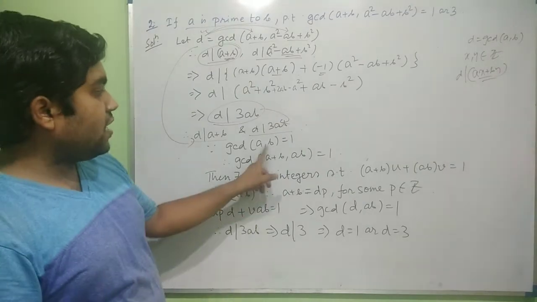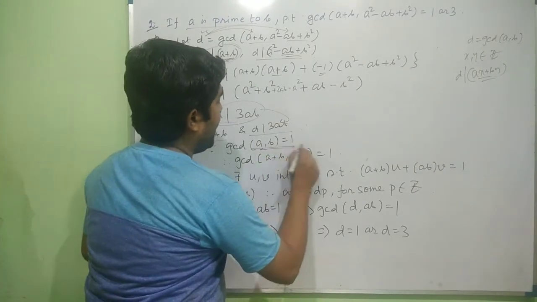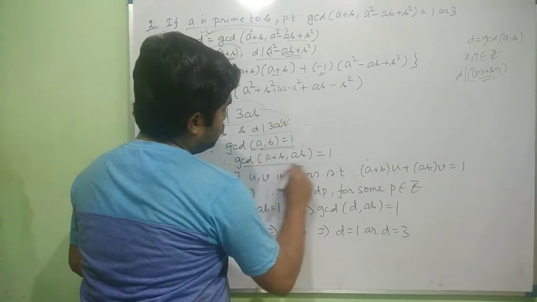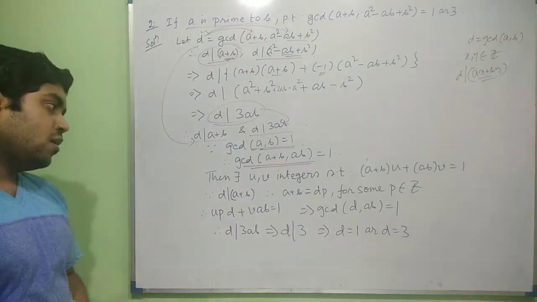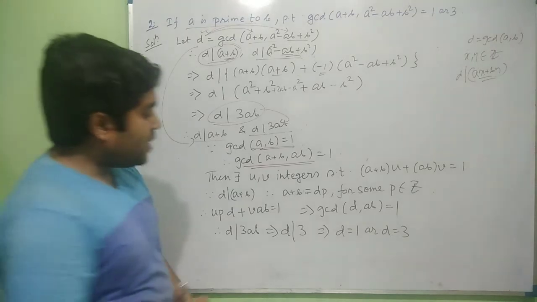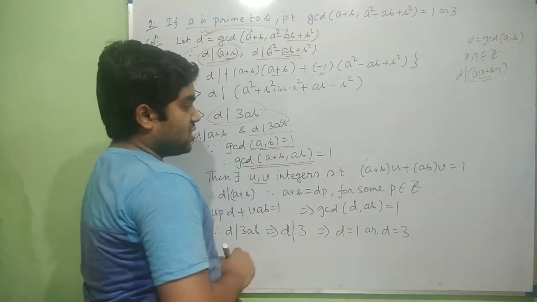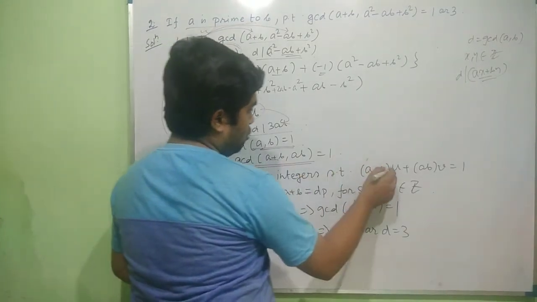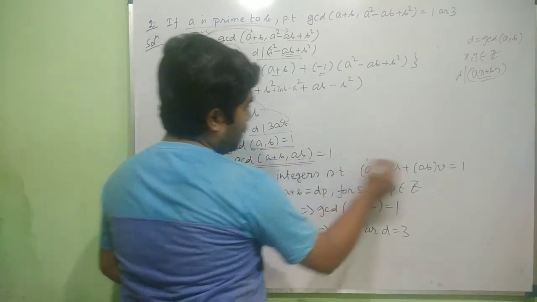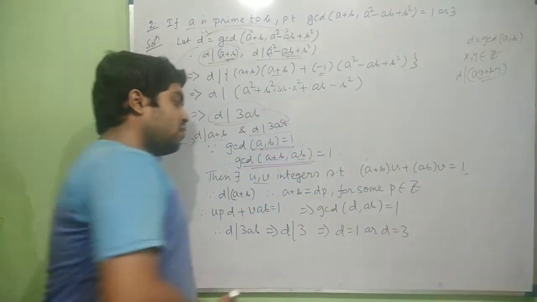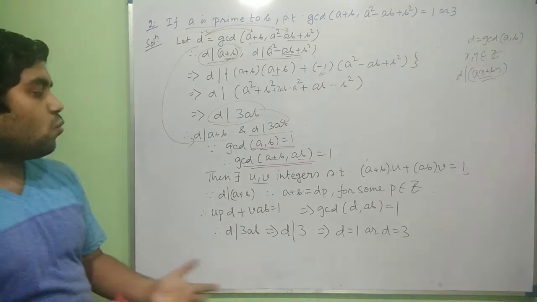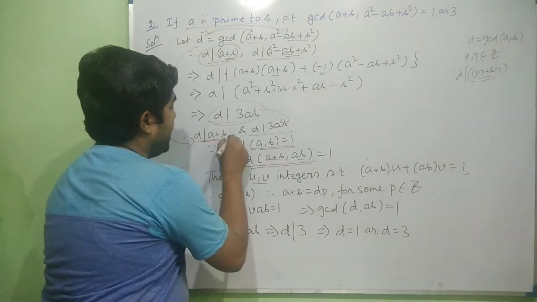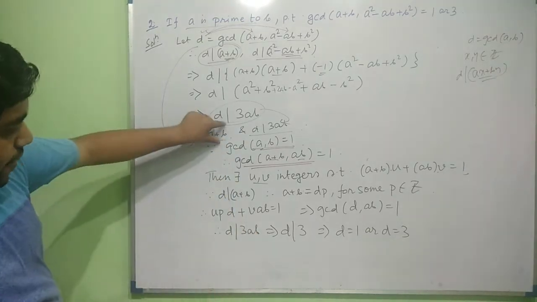Also we have GCD of A and B equal to 1, and from that we can conclude that the GCD of A plus B and AB equals 1. Now we can find two integers u and v such that (A plus B) into u plus AB into v equals 1. Thus D divides A plus B. Why? This is the assumption.